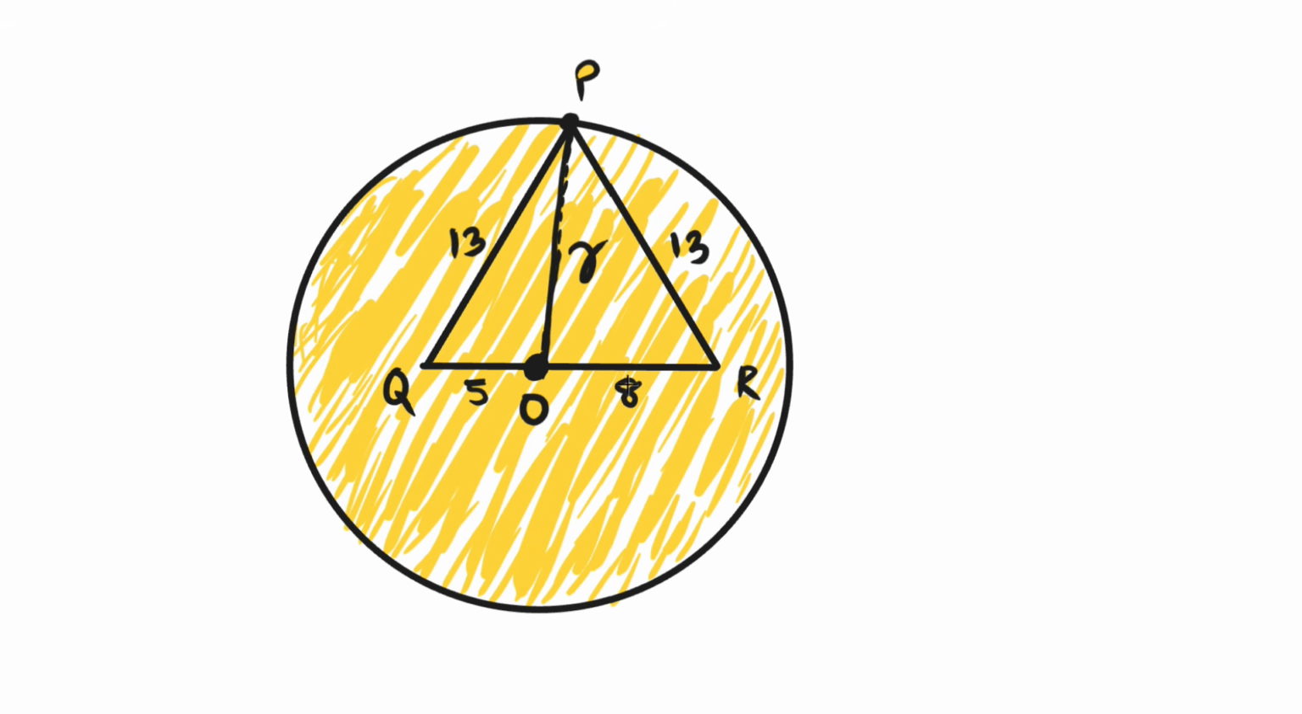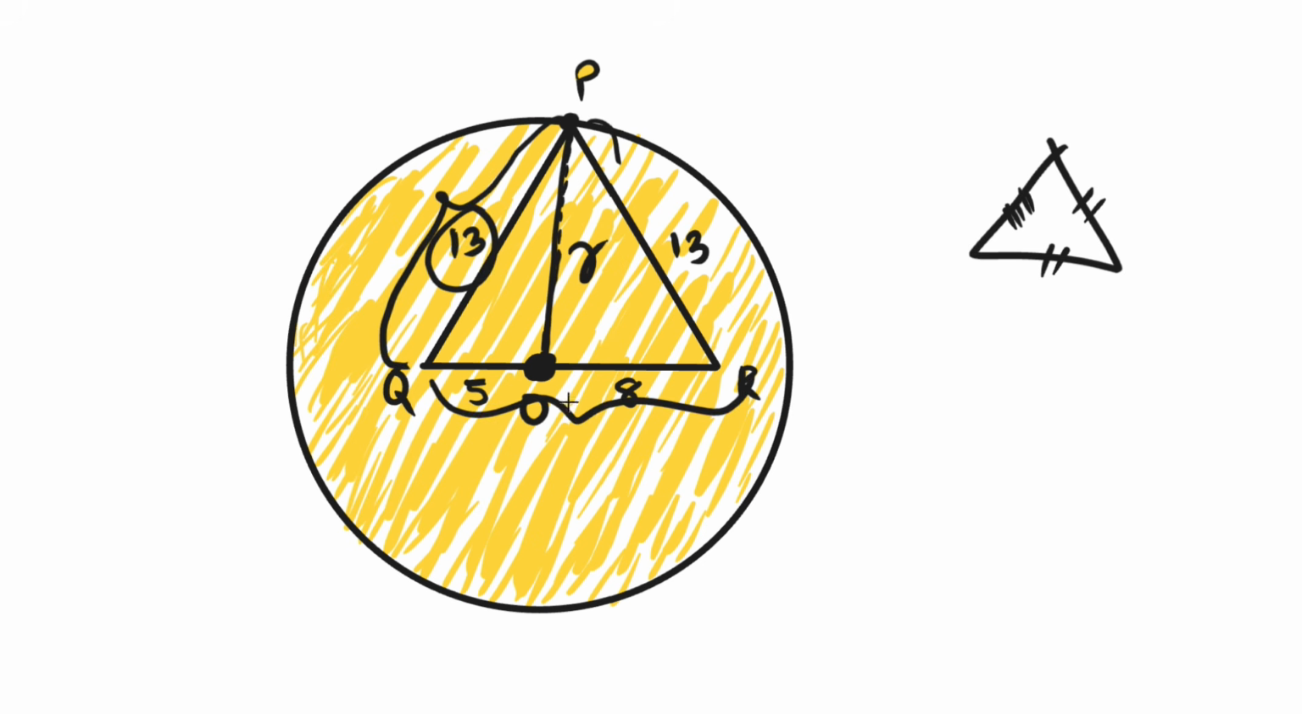Now let's take a careful look at the equilateral triangle PQR. An equilateral triangle is a triangle in which all three sides have the same length, and we're told that each side is 13 units. So we have PQ equals 13, QR equals 13, and PR equals 13.